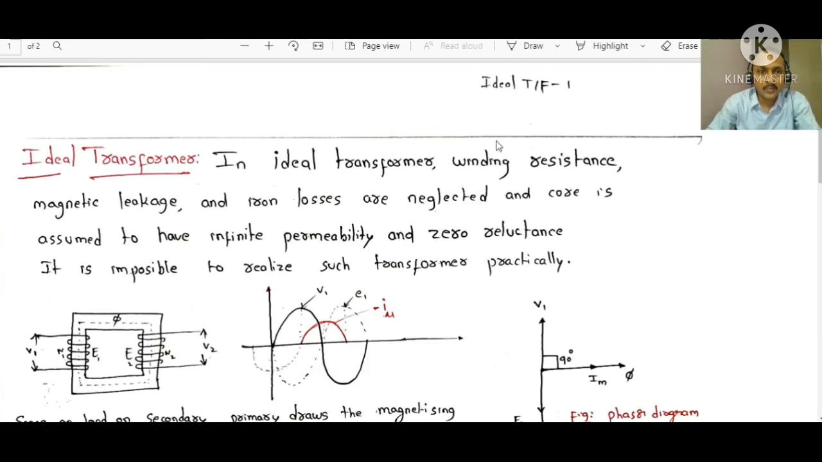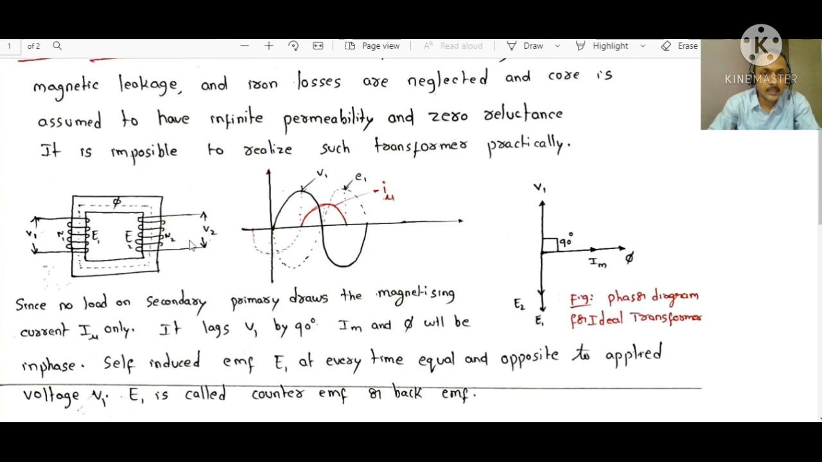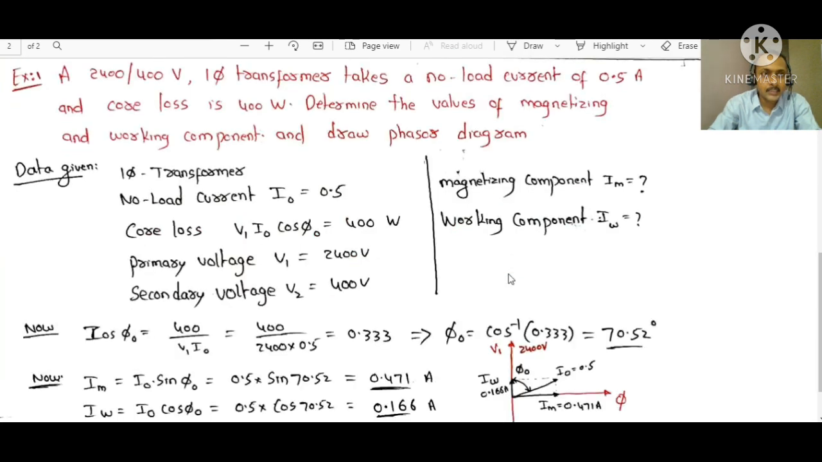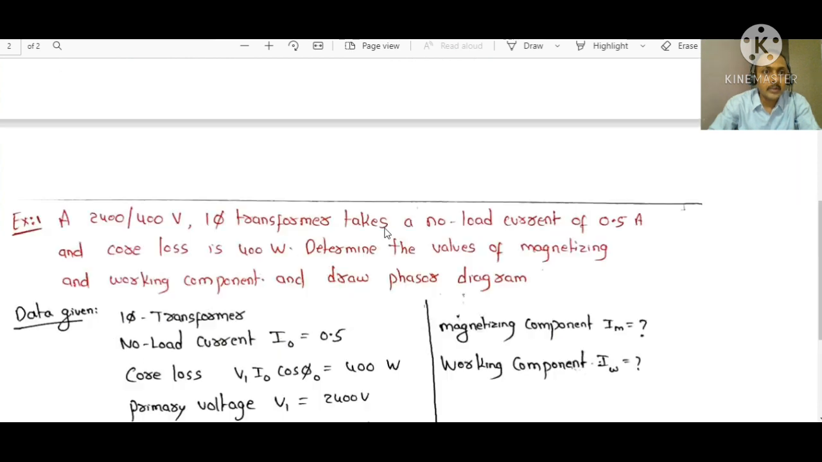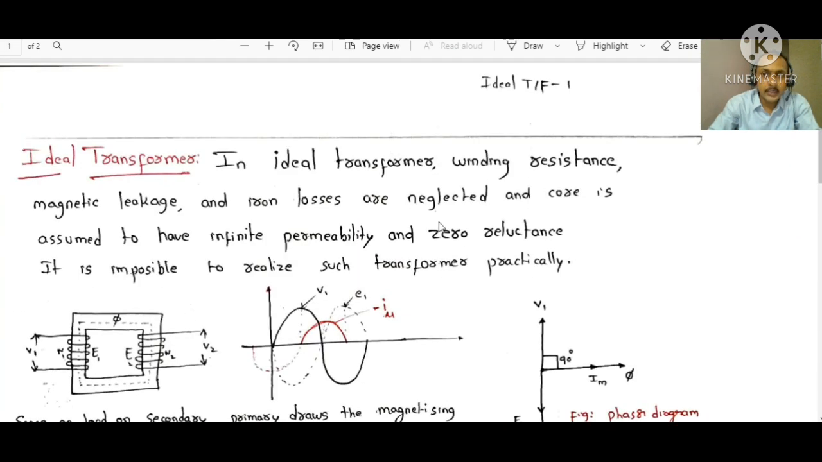In this class, we are going to discuss the ideal transformer. We will discuss its circuit diagram, and the waveforms of voltage, induced EMF, and magnetizing current, and also we will see its phasor diagram, and we will discuss one small example to understand its basics. Now coming to the ideal transformer.